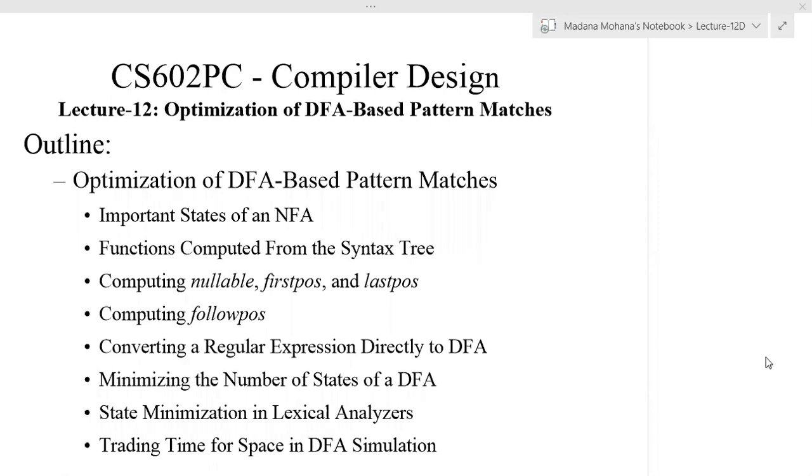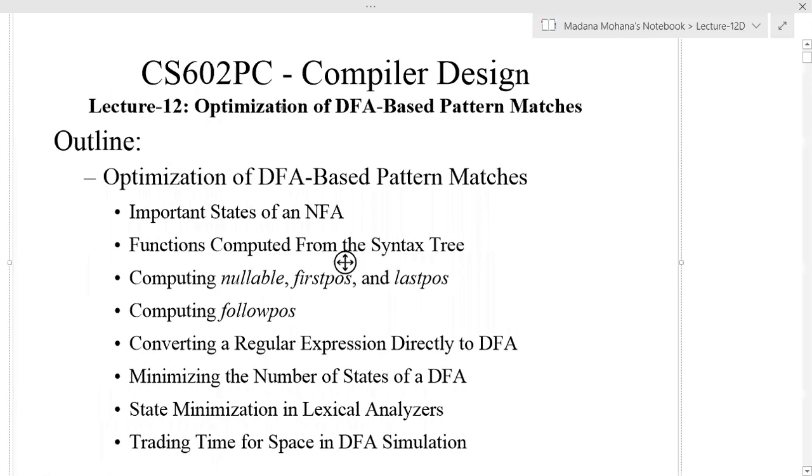Welcome to the course Compiler Design. In this lecture, we are going to discuss optimization of DFA based pattern matchers.